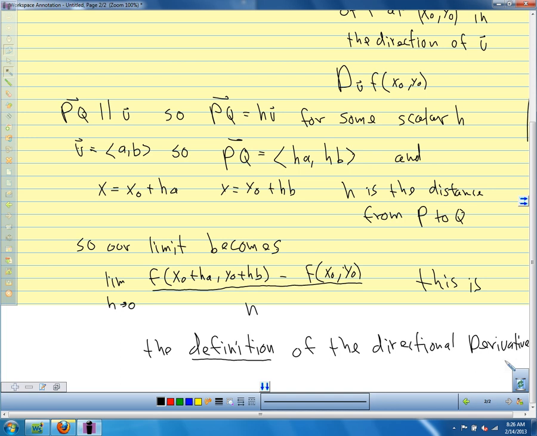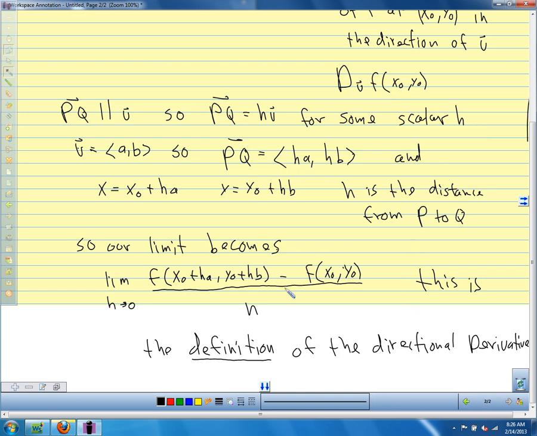And this looks like a definition of a derivative that we've seen for single variable functions. It looks like our definition for the partial derivatives. Looks very similar. And in fact, if our unit vector is i hat, we get the partial derivative with respect to x. And if our unit vector is j hat, we get the partial derivative with respect to y. So the partial derivatives are special cases of the directional derivative. If our unit vector is one of our coordinate vectors, then this definition just becomes a partial derivative.